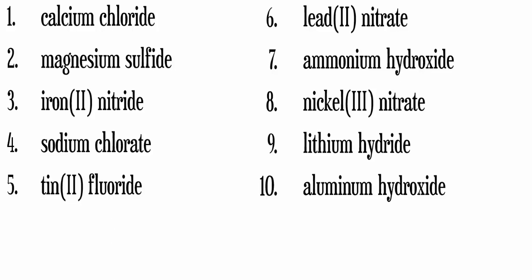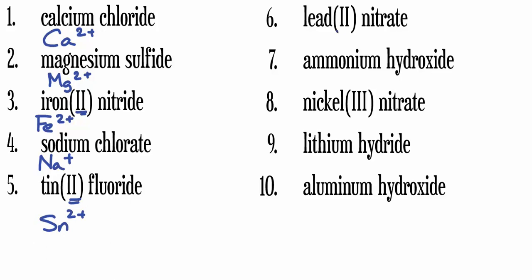We'll systematically go through these, so I'm going to list all of the cations first, the positive charge. Calcium with a +2, magnesium with a +2, iron 2 has a +2 charge, sodium +1, tin 2 with a +2 charge, lead 2 with a +2 charge, ammonium with a +1 charge, nickel 3 with a +3 charge, lithium with a +1 charge, and aluminum with a +3 charge.